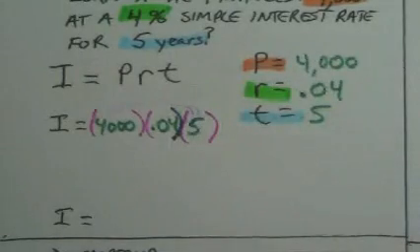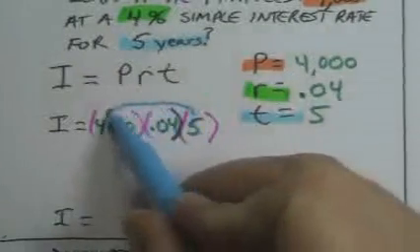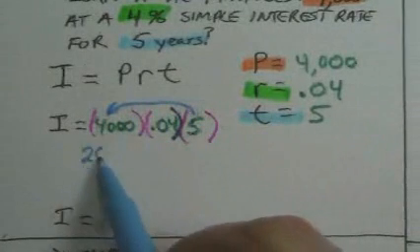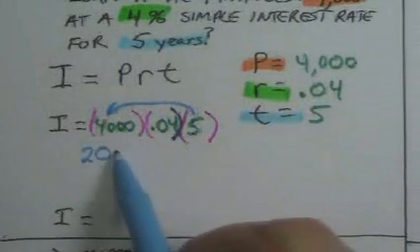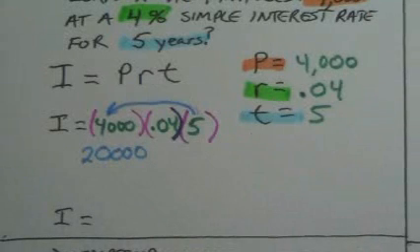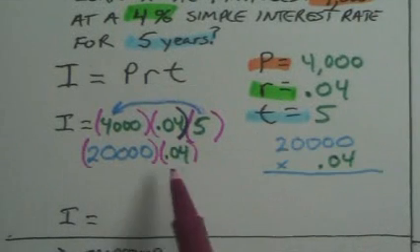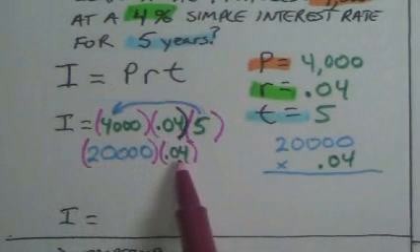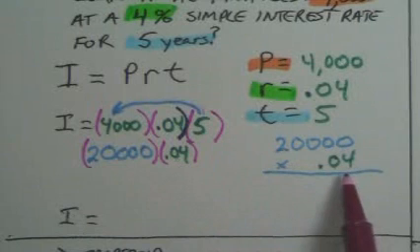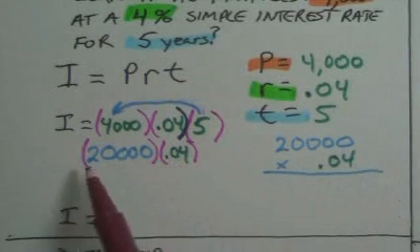Let me use a different color then. So I'm going to do 5 times 4. Well, that 5 times 4 is 20. And then I'm going to add these 3 zeros. So it's 20,000. Okay, now I have 20,000 times 0.04. If you like to, you can stack it up like this, if you wish. I'm just going to do it sideways.